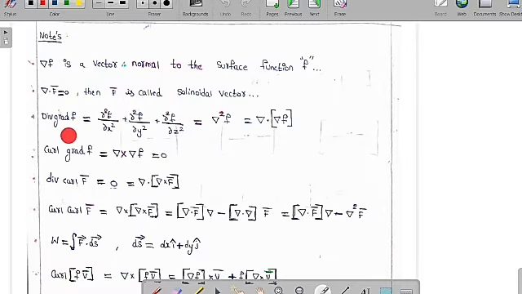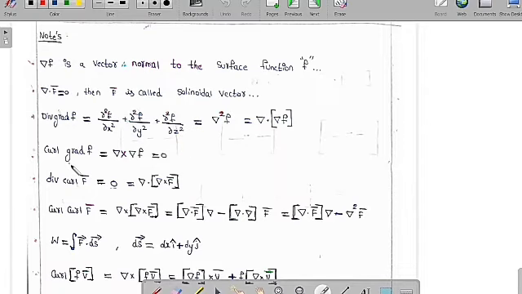The divergence of gradient of f means del dot of del f. We can also call it del square f. If you do this, we get dou square f by dou x square plus dou square f by dou y square plus dou square f by dou z square. So you can write it in this format.